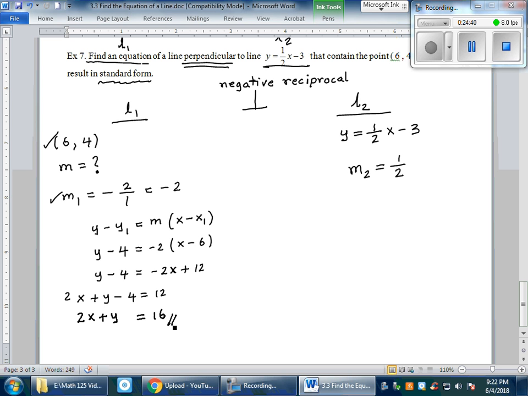So you have to remember, when two lines are perpendicular, their slopes are negative reciprocals right here. Okay, and that will be the end of this section.